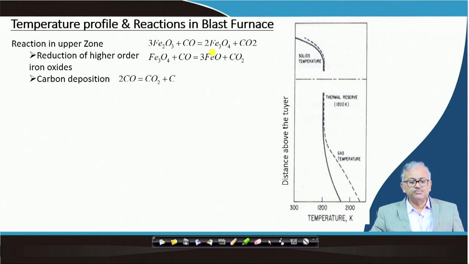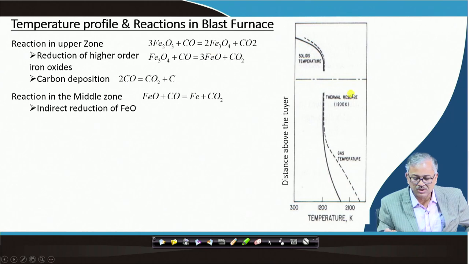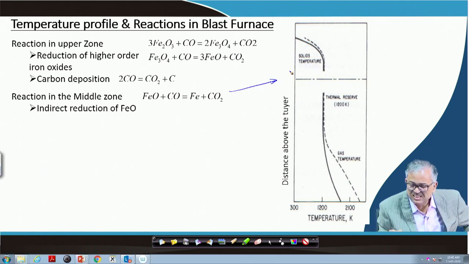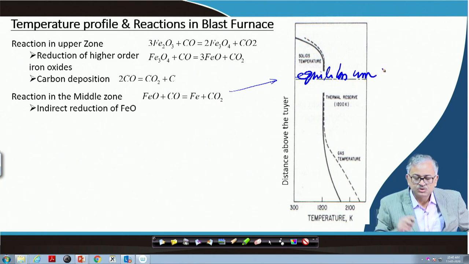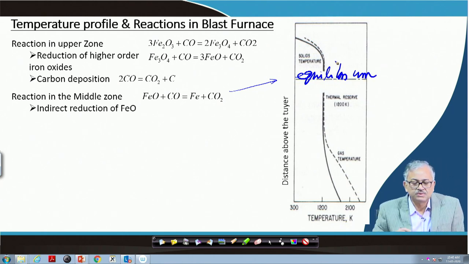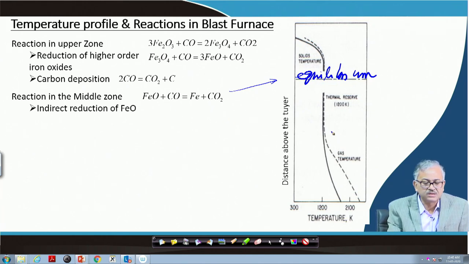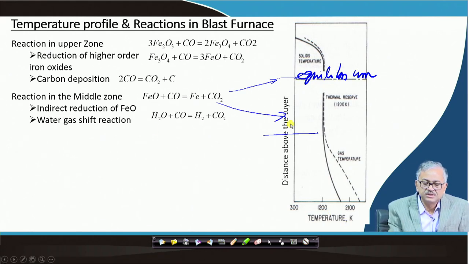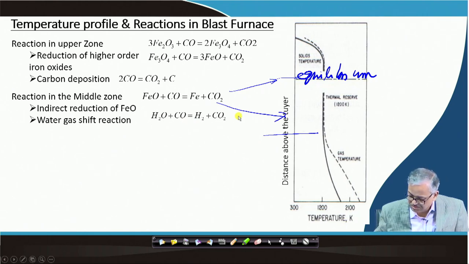This is the reverse reaction, 2CO breaking to CO2 and C. And then the reaction in the middle zone, basically the indirect reduction: in this isothermal zone, FeO plus CO forming Fe plus CO2, and this reaction attains equilibrium in this region, okay. It attains equilibrium in the upper part of the isothermal zone, and the reaction takes place throughout the middle section. Also the water gas shift reaction takes place in the middle region, that is H2O plus CO forming H2 and CO2.